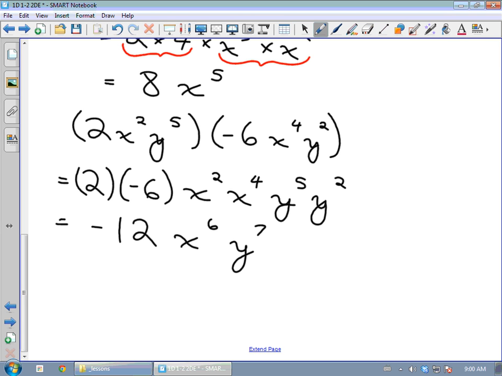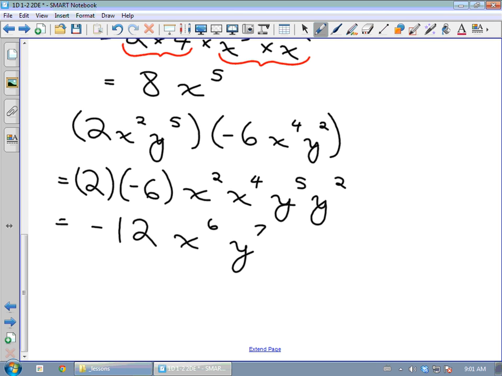Okay. Now, can I combine these two together? No, I can't, because they have different bases. One has the base of x, and one has the base of y. And that's how we multiply powers together.